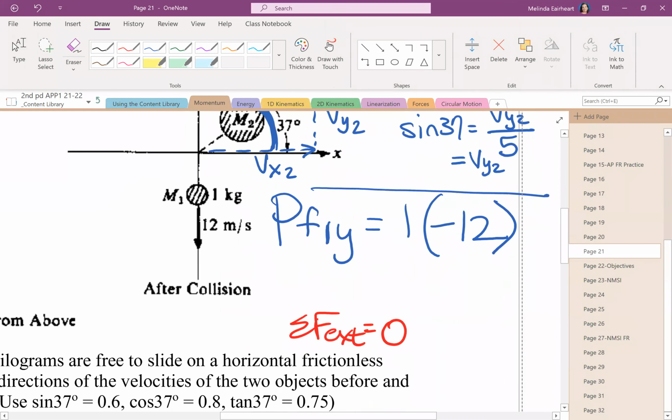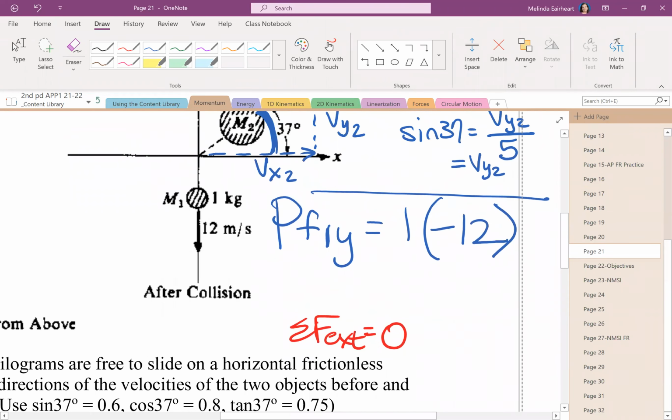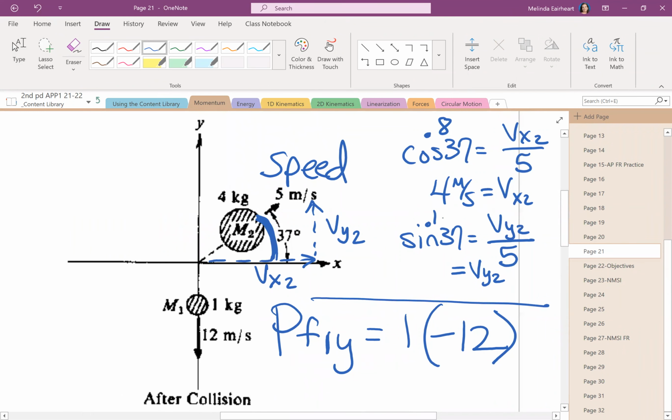And down below, again, if you don't have that calculator, sine 37 is 0.6 times 5 would come out to 3. These are the velocities. These are not the momentums. To get each of the momentums, we have to multiply them by mass. And let's consider direction. Right and up, both of these components would be positive.